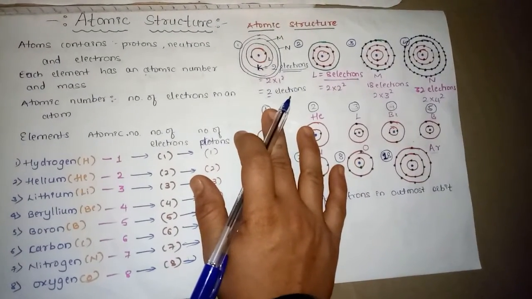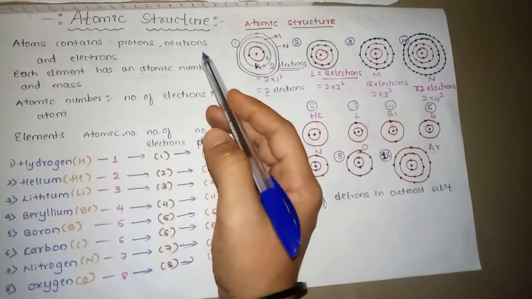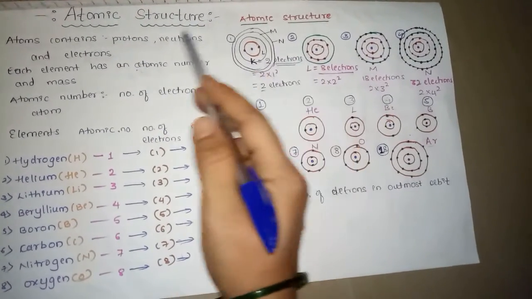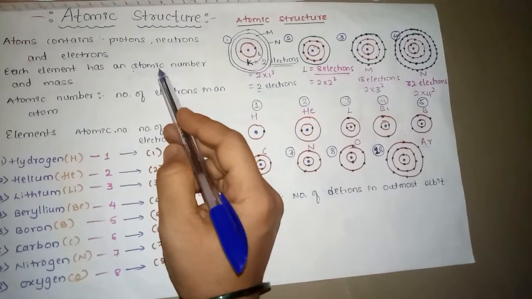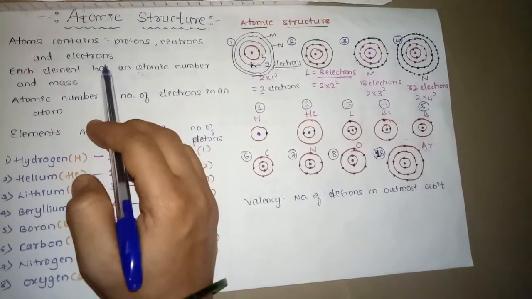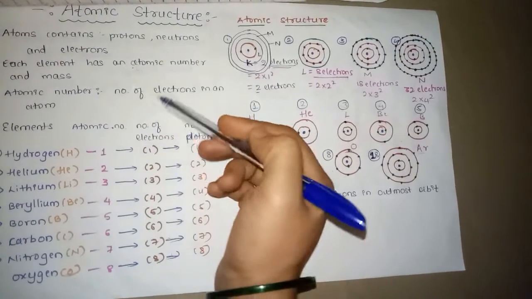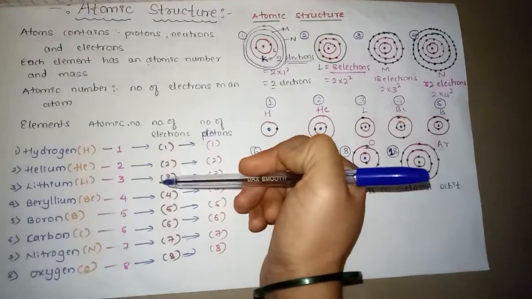In the last video, I explained the atoms and molecules definition. In this video, I am going to explain the atomic structure and what the atom contains. So an atom contains protons, neutrons and electrons. These are the three concepts which we are going to study in this video.